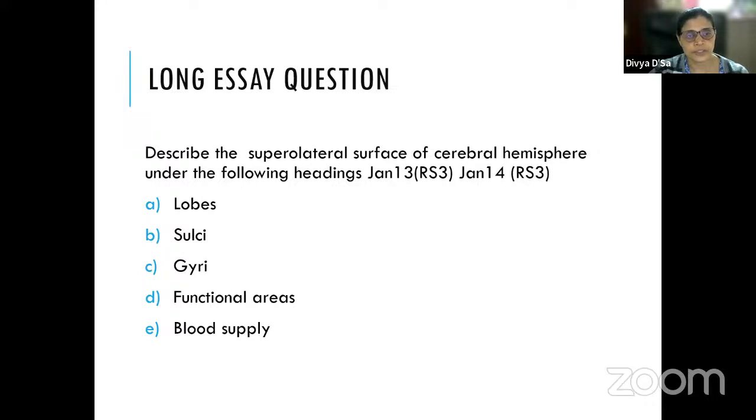So this long essay question: describe the superior lateral surface of the cerebral hemisphere under the following headings. It was asked in January 13 and January 14 RS3 batch. So we need to describe the superior lateral surface of the cerebral hemisphere under these headings. Okay, so when it is specifically given, you can just describe what is asked. You don't have to deviate into anything which is not asked.